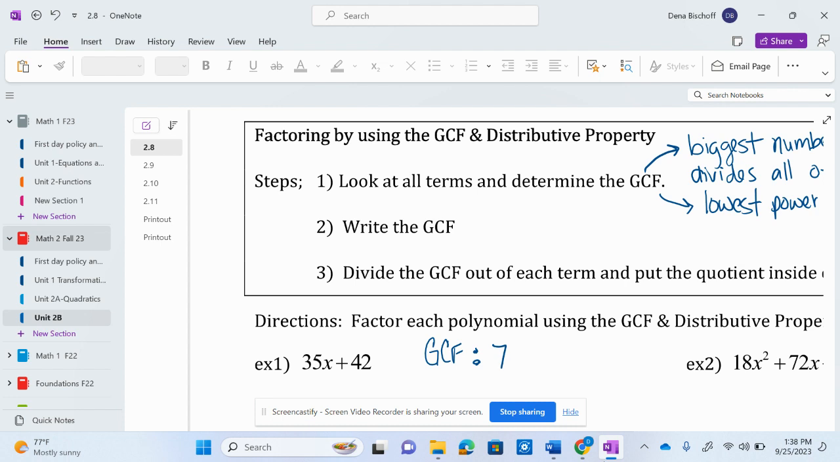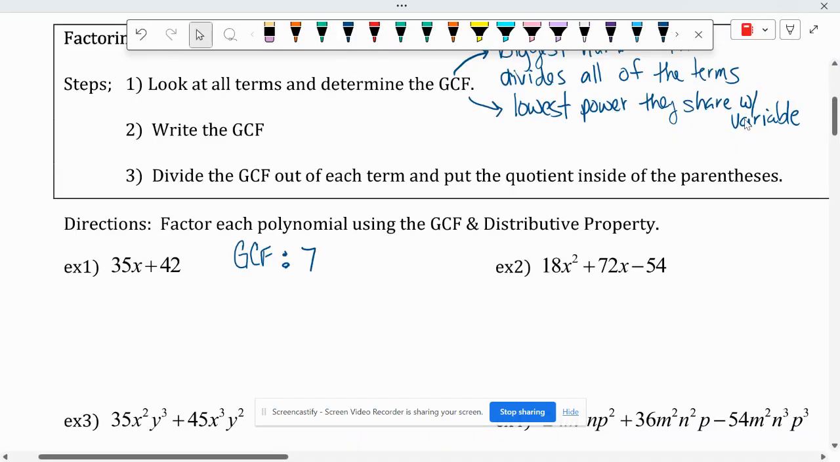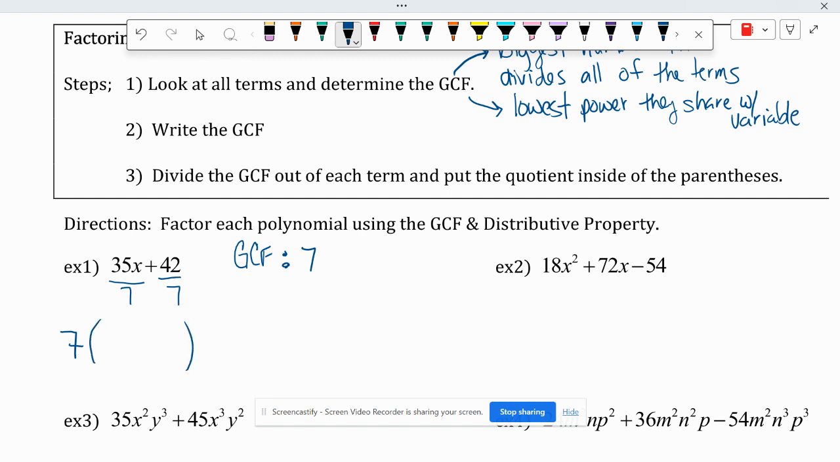So now what do we do with that? Well, we're going to take that term and divide it from each. We're going to take each one of these numbers and divide it by 7. We're going to write the 7 outside of the parenthesis. So what is 35x divided by 7? 5x. And what is 42 divided by 7? Plus 6.